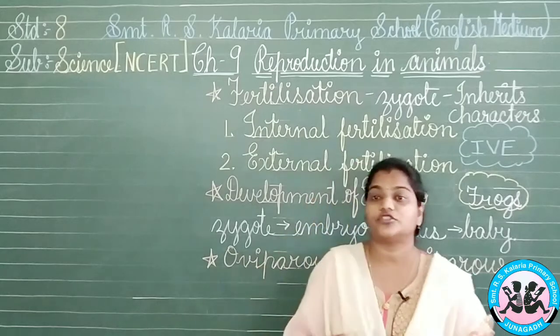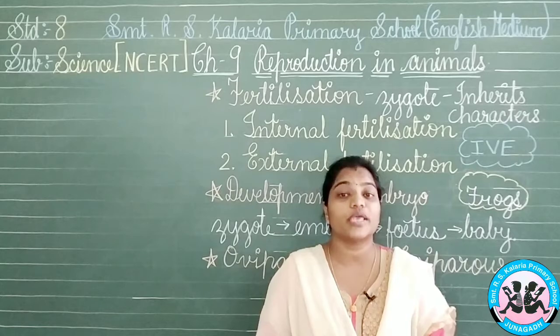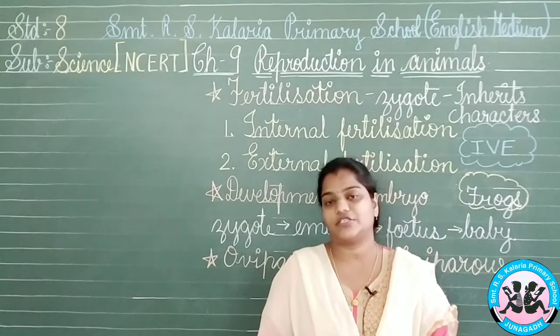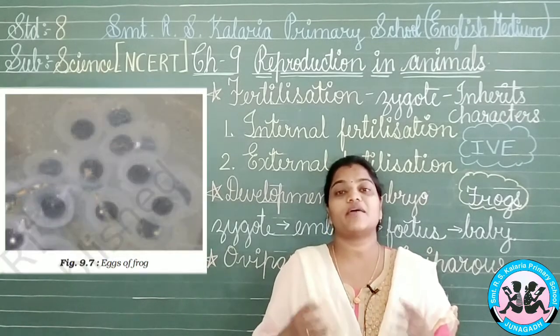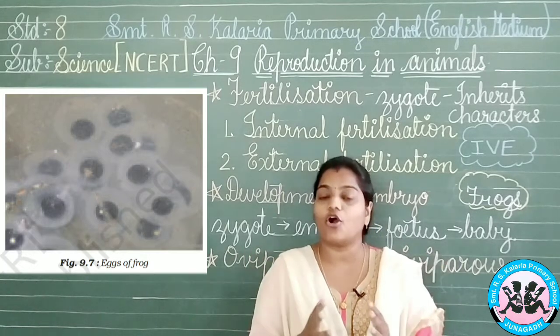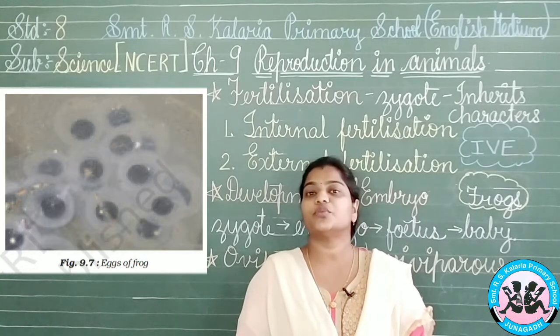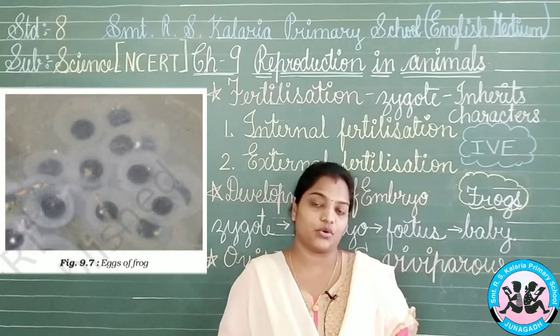Now, what is the structure? As you can see here, there are black colored spots, but they are attached together. What is the reason they are attached together? These eggs have a jelly-like structure surrounding them that binds all of them together and makes a bulge. This is the reason why they are all present together over here.